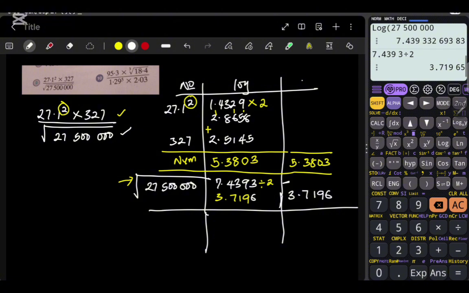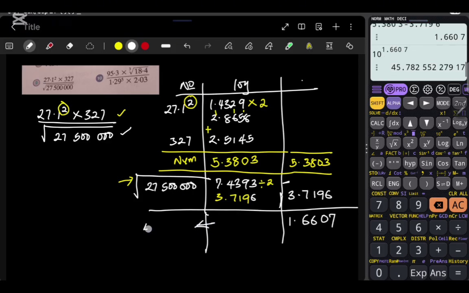You could just do this with the calculator. 5.3803 minus 3.7196. That gives you 1.6607. So the next thing is to find the antilog of this number, and that gives you 45.7825. To 3 significant figures, that will be 45.8. That's the answer to the first one.